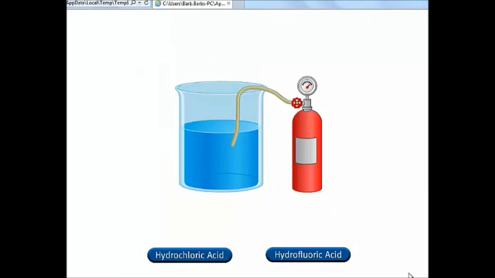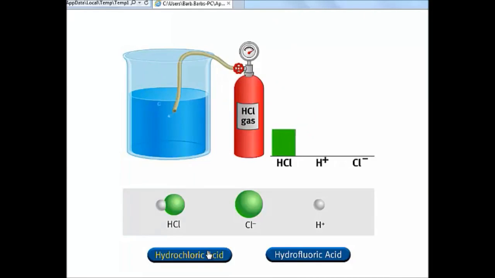This animation demonstrates the difference between a strong acid, hydrochloric acid, and a weak acid, hydrofluoric acid. Click on one of the buttons to see hydrochloric acid, HCl, or hydrofluoric acid, HF, dissolved in water. Hydrochloric acid is a strong acid.